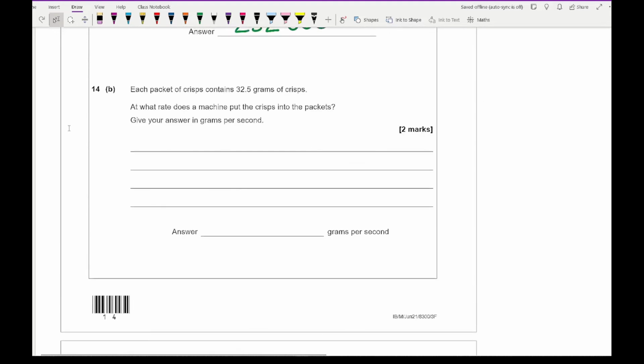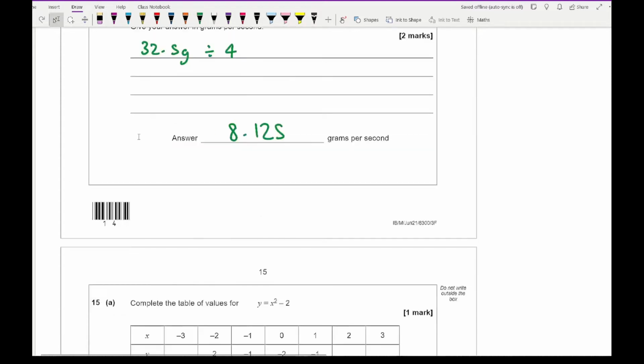14b then says each packet of crisps contains 32.5 grams of crisps. At what rate does the machine put the crisps into packets? Give your answer in grams per second. So for this, we've got 32.5 grams. And so if we divide that by 4, because obviously we're looking at 4 seconds, it comes up to an answer of 8.124 grams per second.